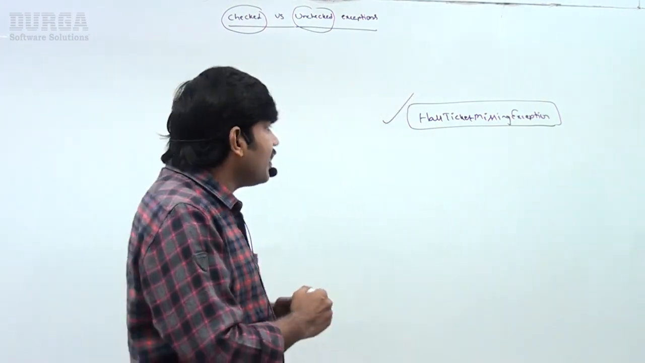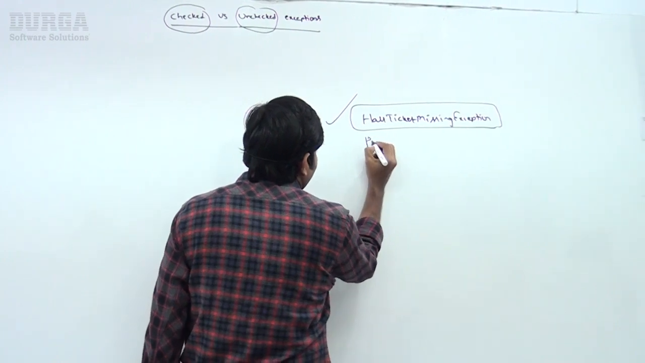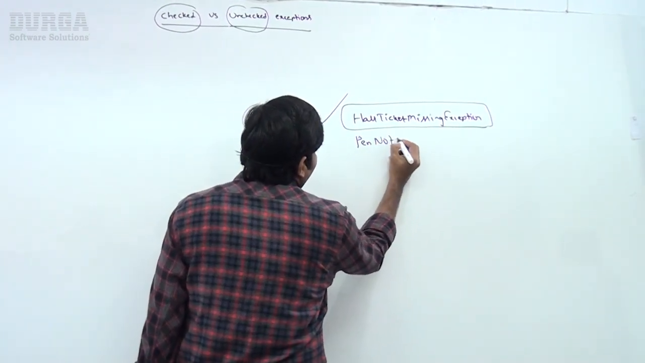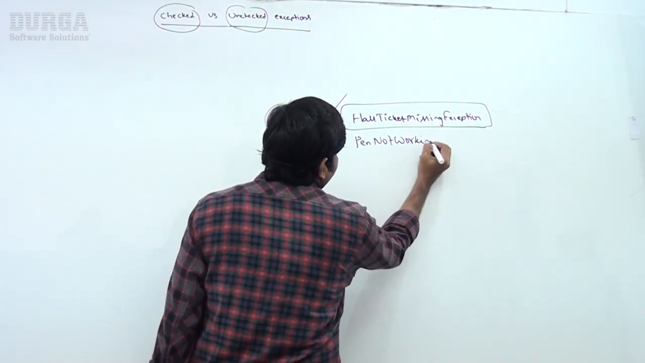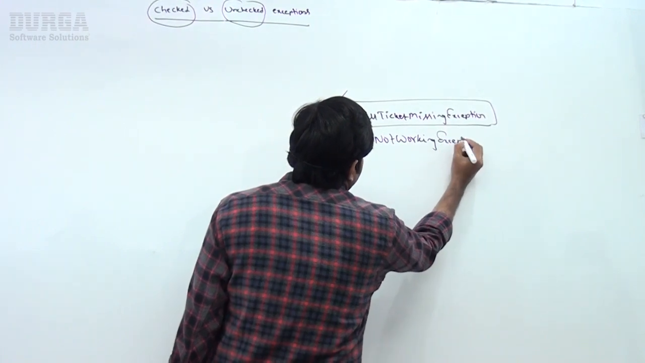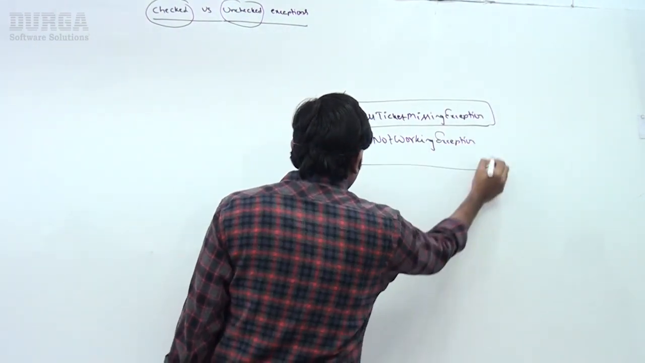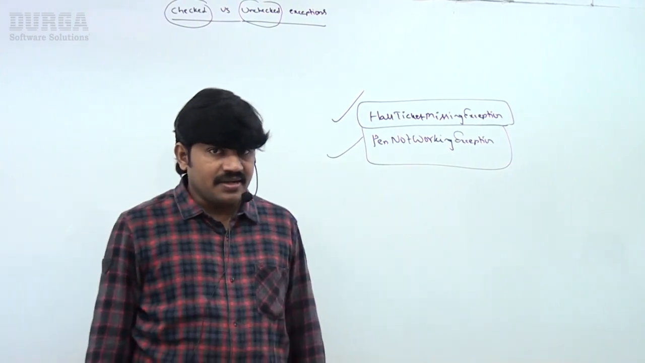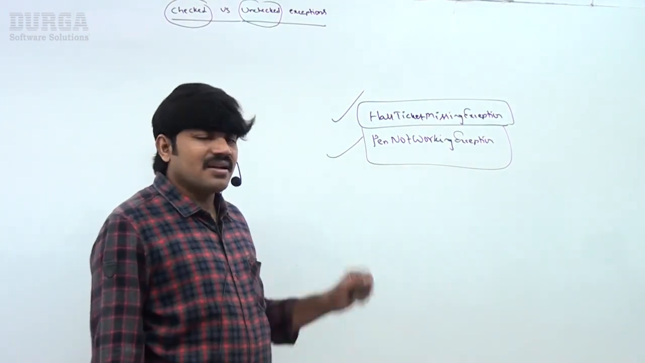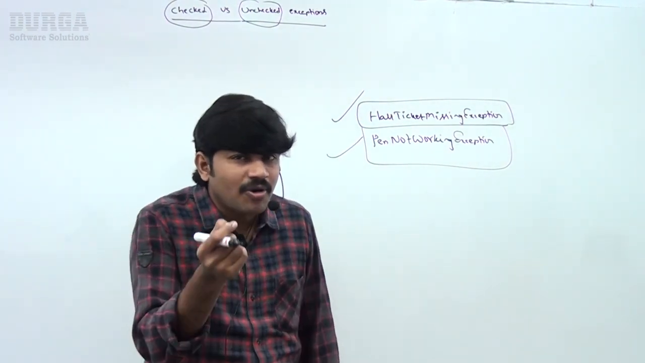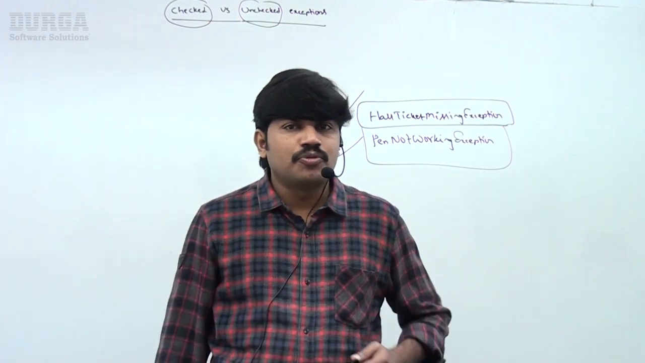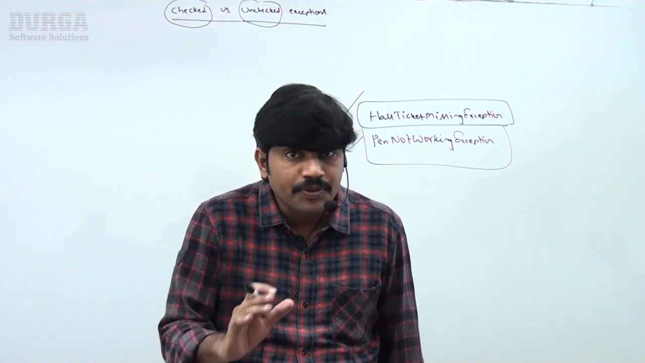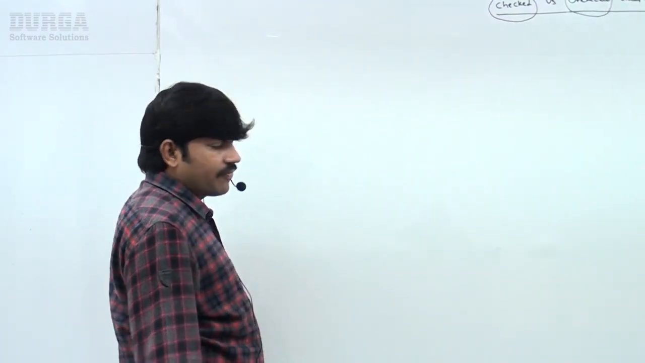So pen not working exception, these things are checked exceptions, right? So theoretically, okay sir, can you please show with a small program so that we are in a position to understand clearly? You people may ask. Very simple sir, have a look once, observe a bit carefully sir.